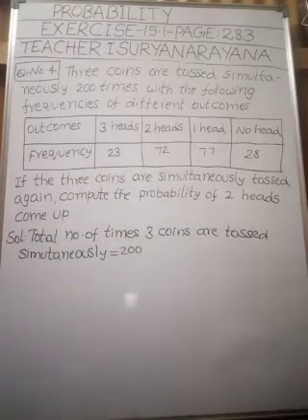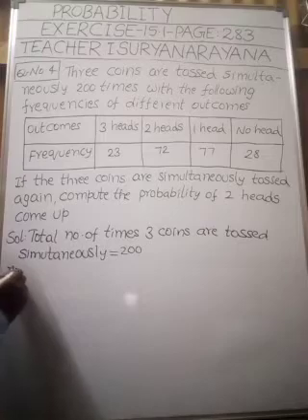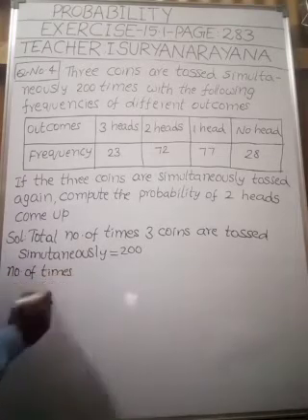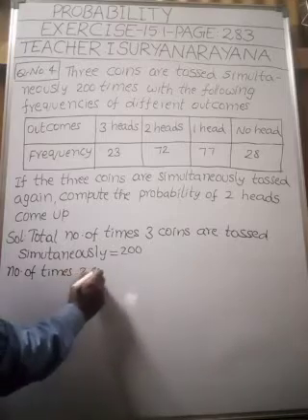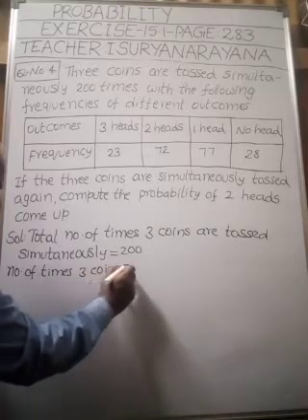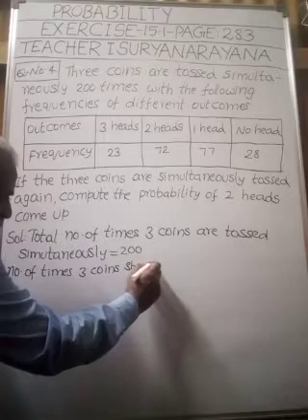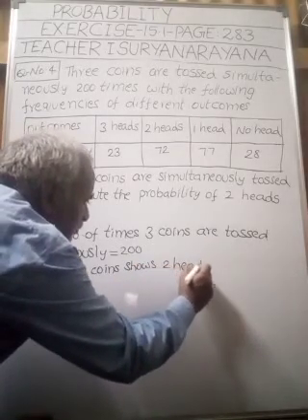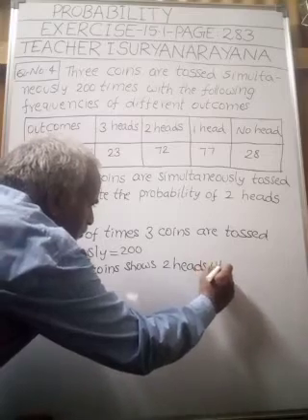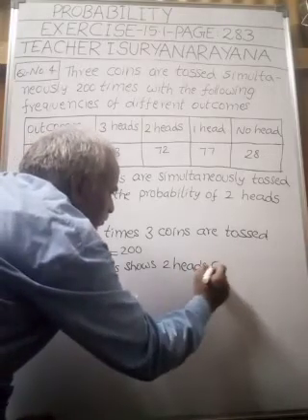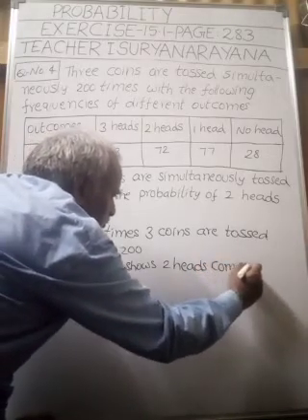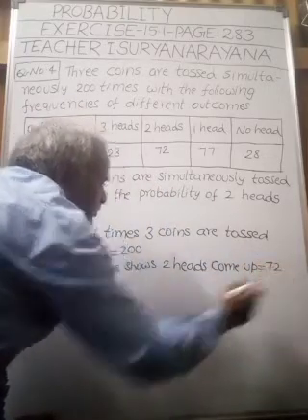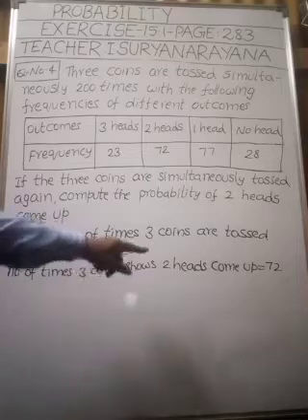Right. Number of times three coins show two heads up. Two heads coming up. How many times? 72 times. Understood this step, my children?